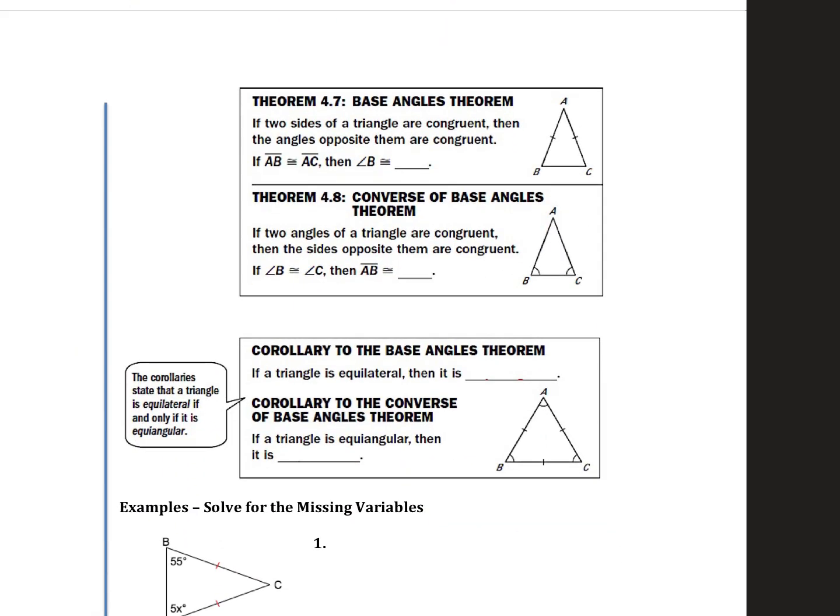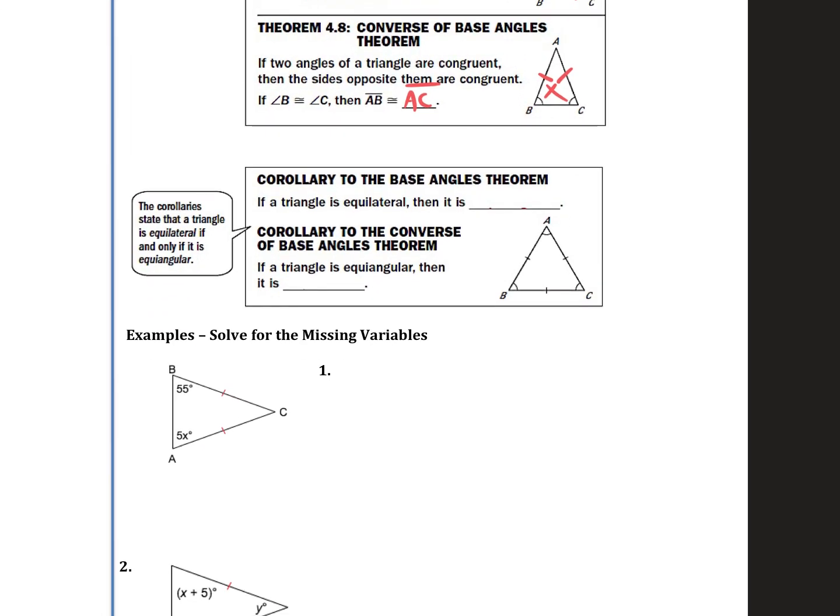So what do we know about the base angles theorem? If it's an isosceles triangle and the sides are congruent, the angles opposite them are congruent. So angle B is congruent to angle C. And the converse is also true. If the base angles are congruent, then the legs, or the sides opposite them, are also congruent. So AB is congruent to AC.